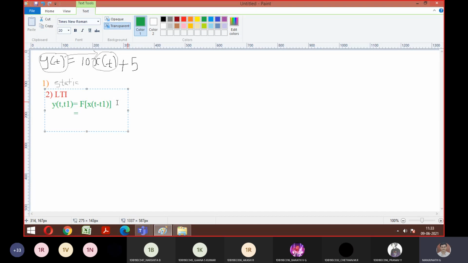So what is the function of this now? If you look at the question, the function is 10x of t plus 5. The only thing I should do is, wherever x of t is there, replace it with t minus t1. That's all. The remaining stays the same. 10x of t becomes 10x of t minus t1, plus 5. So is this your first answer? If you want, I can designate this as equation number 1. I hope everyone understood what I told. Yes, sir. So this is your equation number 1.